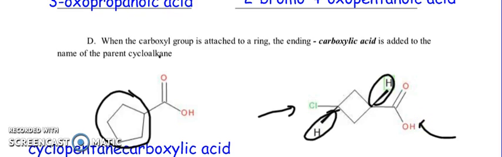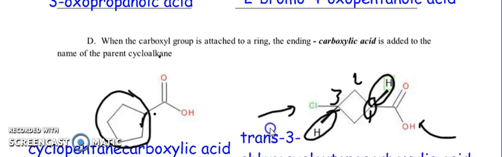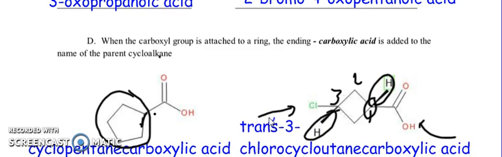Remember how this priority, this is always going to be on the first carbon because it takes priority. 2, 3. Oh, why didn't we put a 1 over here? Because it's the only thing on there, so it will be a 1 no matter what. We have carboxylic acid takes priority, so give this carbon the 1. All right, 2, 3. So it is trans 3-chloro cyclobutane. Oops, I left out the B. Put a B right here, please. Cyclobutane carboxylic acid.